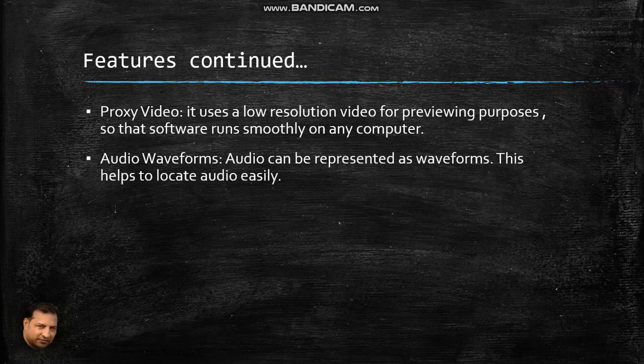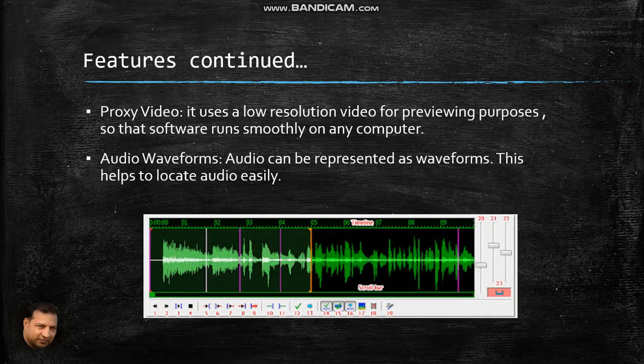Next is audio waveforms. Let us see what are waveforms. You might have seen audio something like this. So these are the waveforms of an audio. So it is very easy to separate out or to locate our audio parts by using waveforms. So this software has already audio waveforms feature.